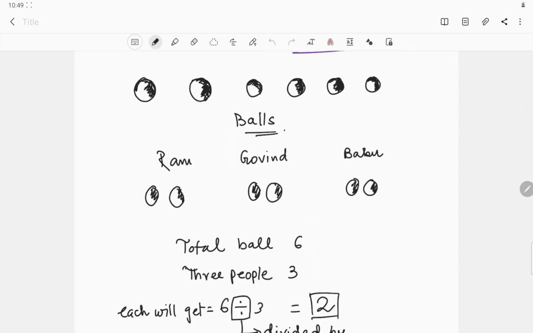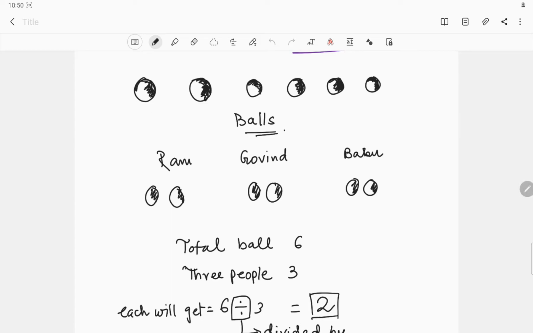So I have drawn 6 balls. They are balls, 6 balls, and I have 3 friends, Ram, Govind and Babu. These 6 balls I want to divide among my 3 friends. The question is, how many balls will each friend get?